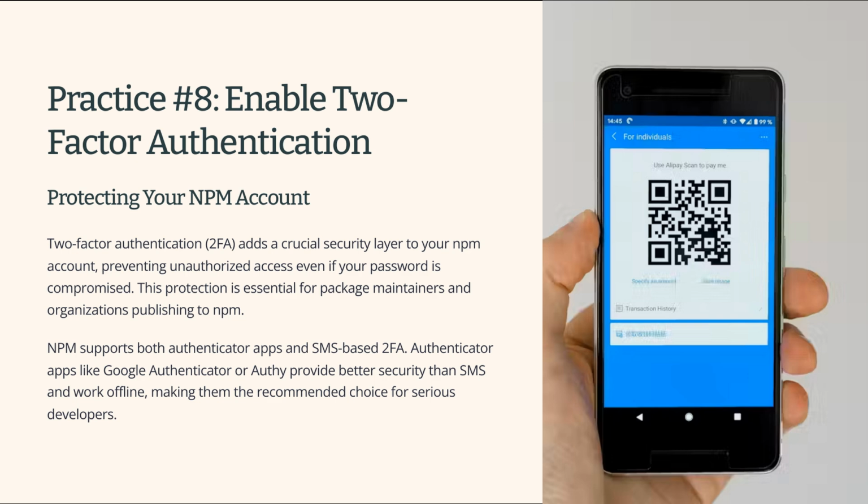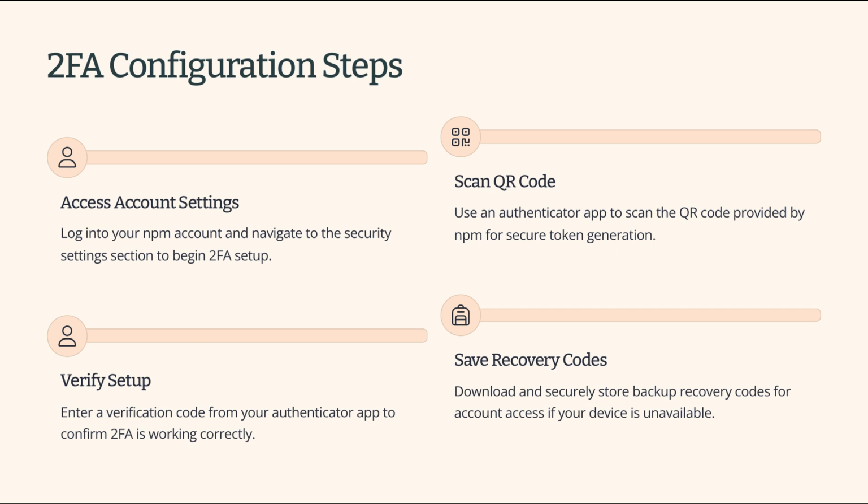Now that we've discussed the importance of enabling two-factor authentication for your NPM account, let's dive into the configuration steps. The first step is to log into your NPM account and head over to the security settings. This is where the magic begins. Once you're in the security section, you'll be prompted to scan a QR code with your authenticator app. This app will generate secure tokens that add an extra layer of protection to your account.